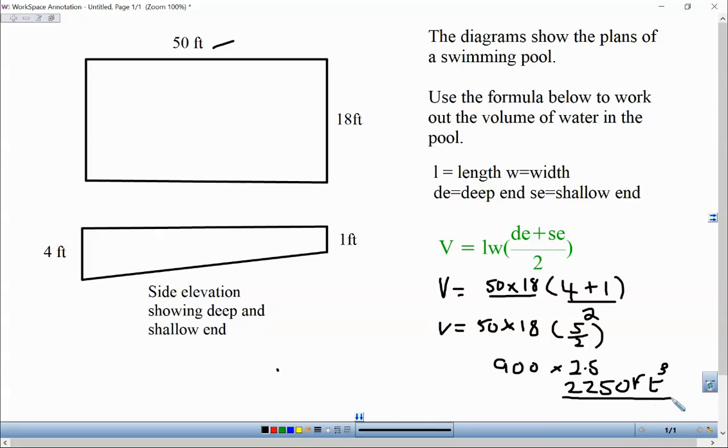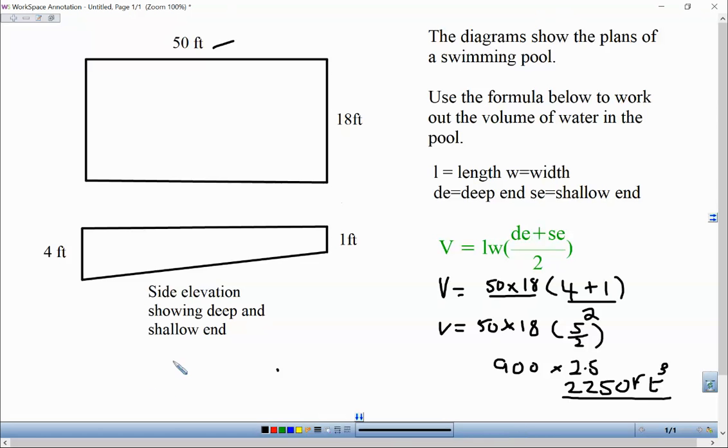I may be asked to change that into litres, and I suspect they would give me a conversion factor to do that. And generally, to change cubic feet to litres, which is what they might ask us to do, we need to know how many. I think it's 28, but I shall check for you now. Cubic feet to litres. It's 28, yeah. So every cubic foot has 28 litres.